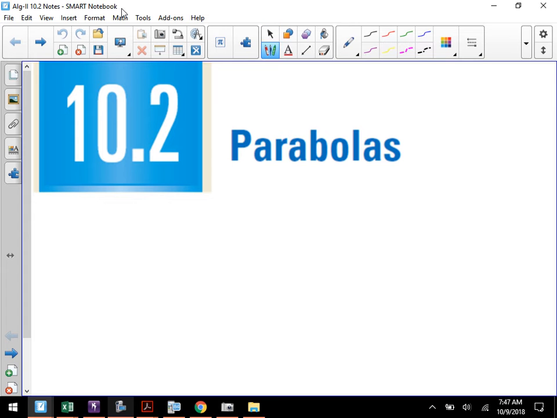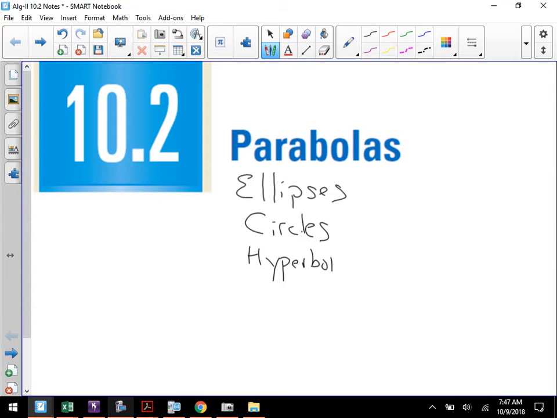work with parabolas, ellipses, circles, oops, so I can spell, and hyperbolas. These are all what they still call conic sections. They basically come from taking a cone and slicing it.